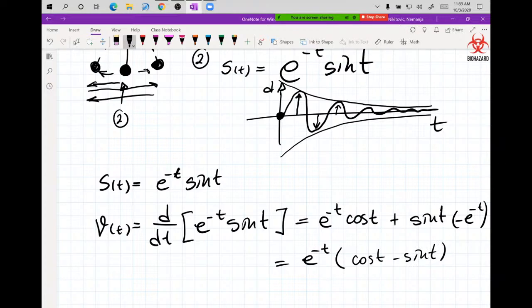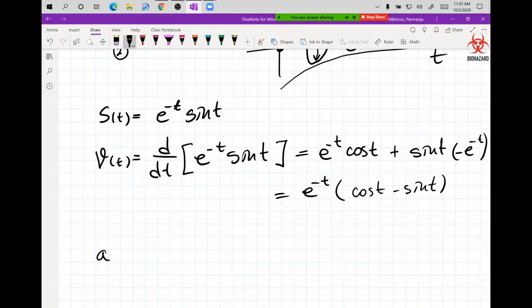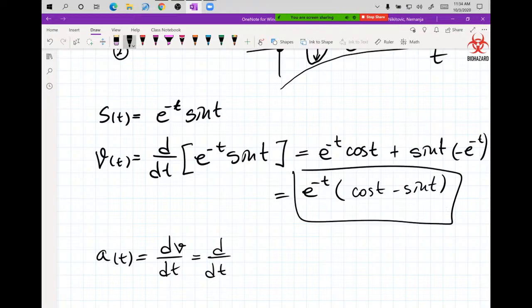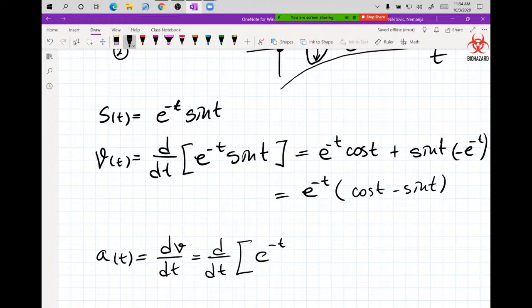So now you want to find acceleration for this object, which will be the derivative of velocity, because acceleration is the change of velocity. That means you differentiate velocity. So now we have the derivative of this, which is another product rule, a little bit more involved, but we can still do it. Over here we have e to the negative t times cosine t minus sine t.